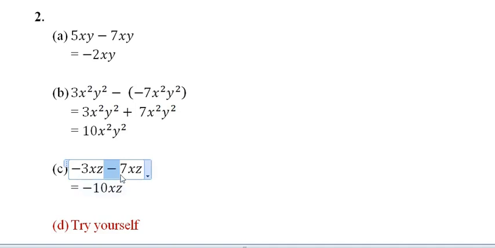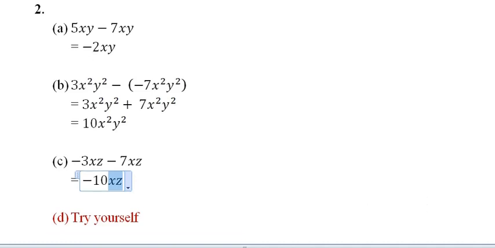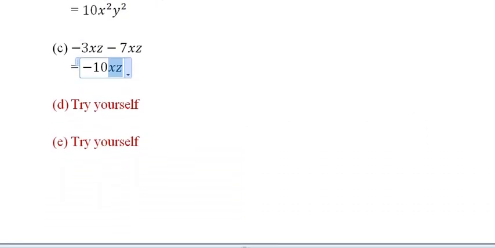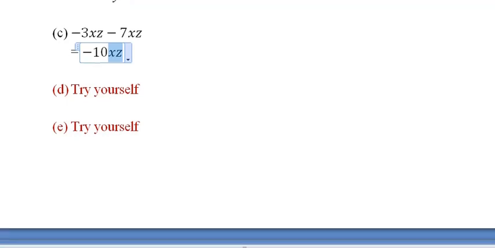So minus and minus, they will add together, but we will write the minus sign only. So 3 plus 7, it will be 10, and xz as the variables. So similarly you can try question number D and E by yourself. Now let us move on to question number 3.